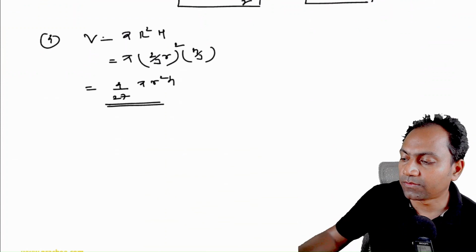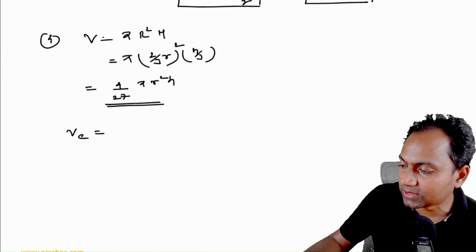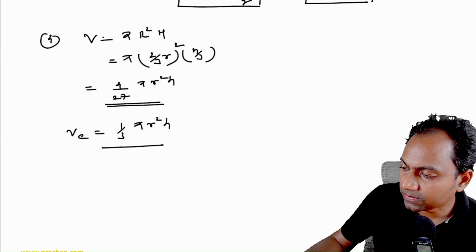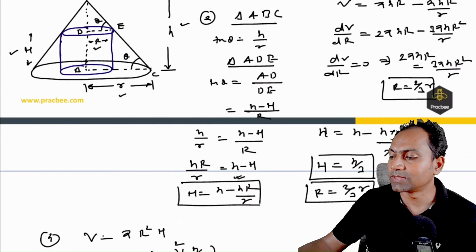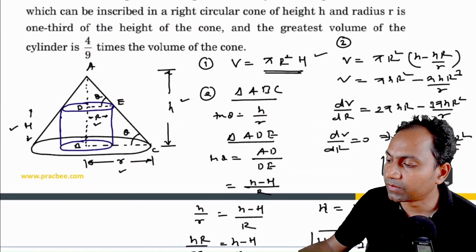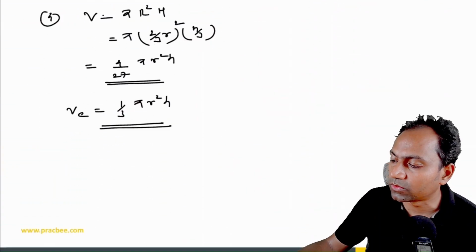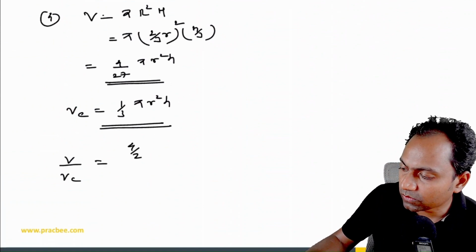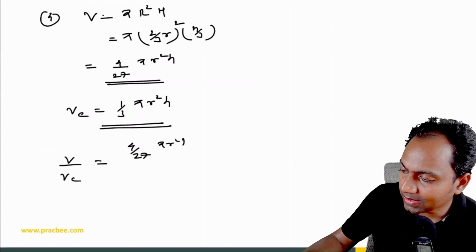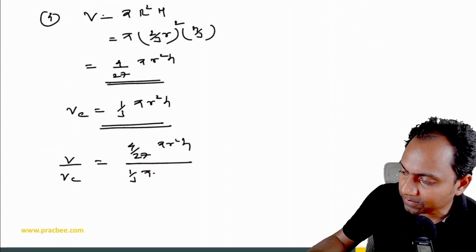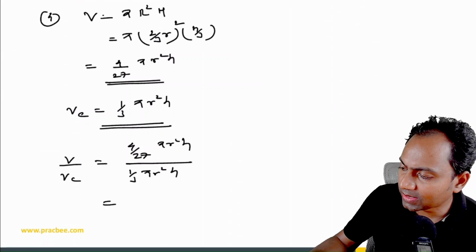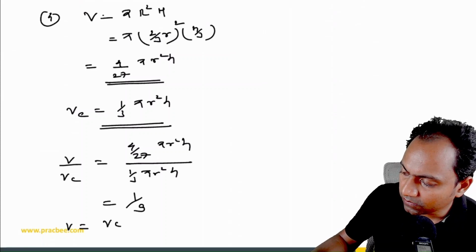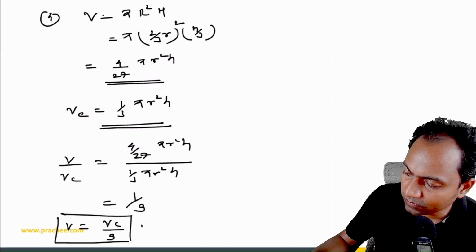If I write the volume of cone, let us say that it is Vc, it will come out to be 1 by 3 pi r square h. So now what they're saying here is basically, we want to show that V is 4 by 27 times the volume of cone. So if I divide V by Vc, what will happen is 4 by 27 pi r square h divided by 1 by 3 pi r square h. Everything will get cancelled out, one will be left with 1 by 9. So you can see that volume of cylinder is nothing but 1 by 9 the volume of cone. So we have proved both the results.